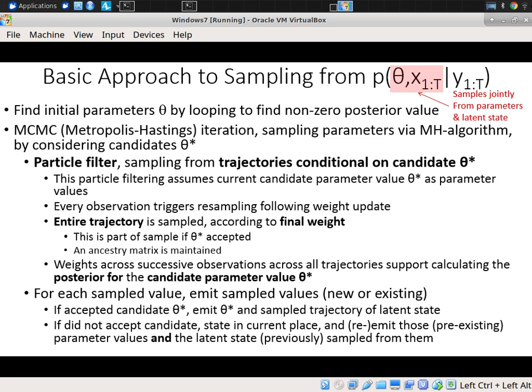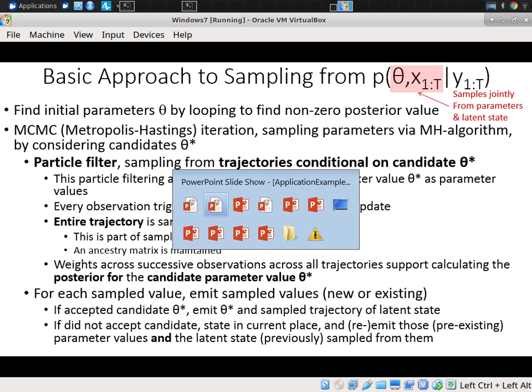Same basic deal, we'll find some initial guesses to the parameters. It's not at all privileged, it's not at all special, just trying to find some that has a non-zero posterior value. And we'll evaluate the posterior in ways we'll talk about. Okay, and then we're going to run MCMC iterations.